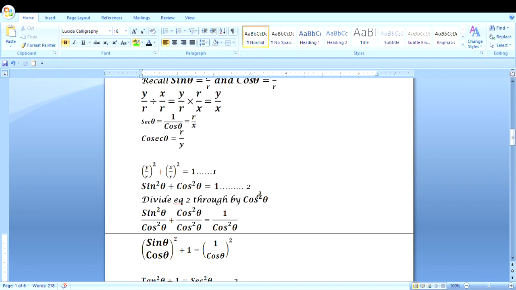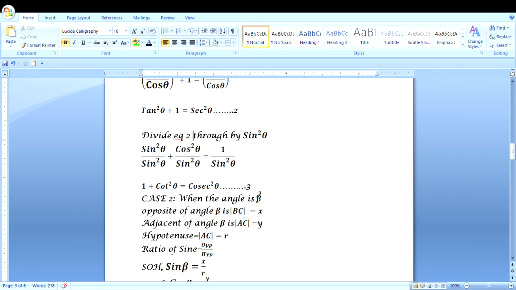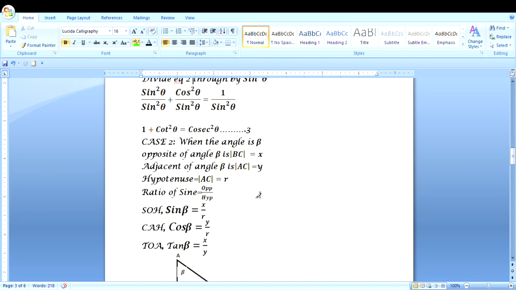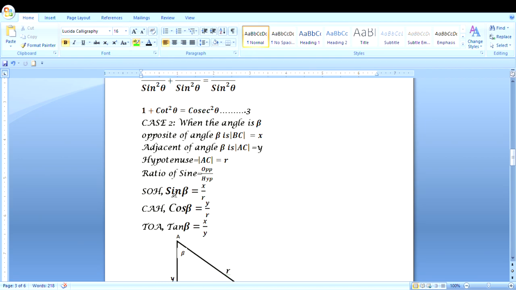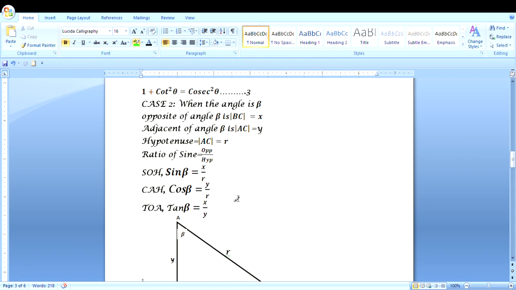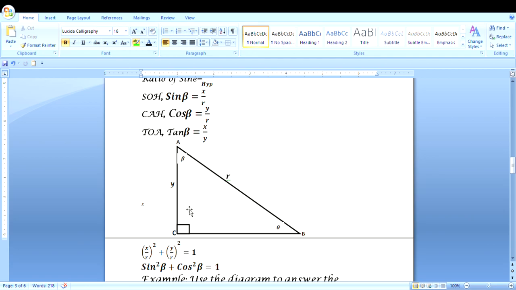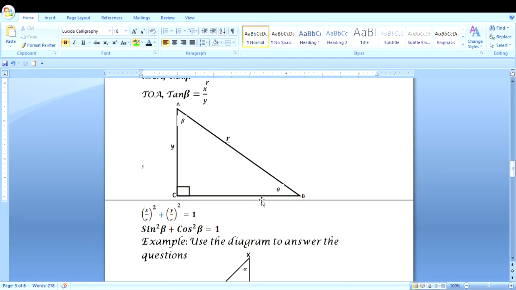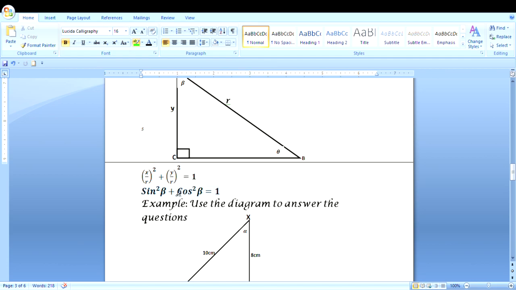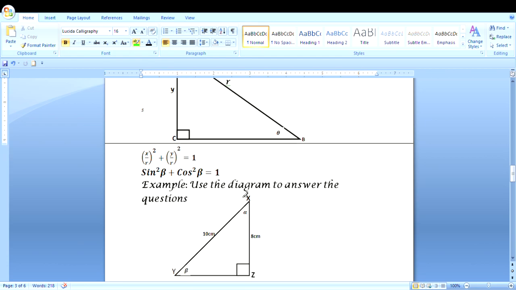So here, as in case 2, we can easily see that the ratio sine beta is equal to x over r, and cos beta is equal to y over r, and tan beta is equal to x over y. Okay, we can easily see that here. So similarly, we can also establish that sine square beta plus cos square beta is equal to 1. Okay, so the other things also follow.